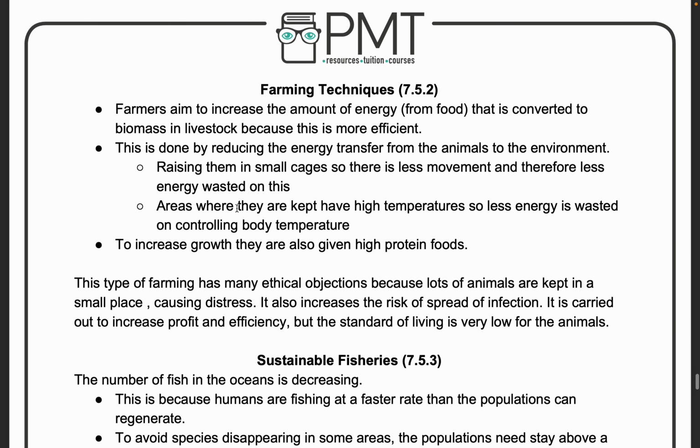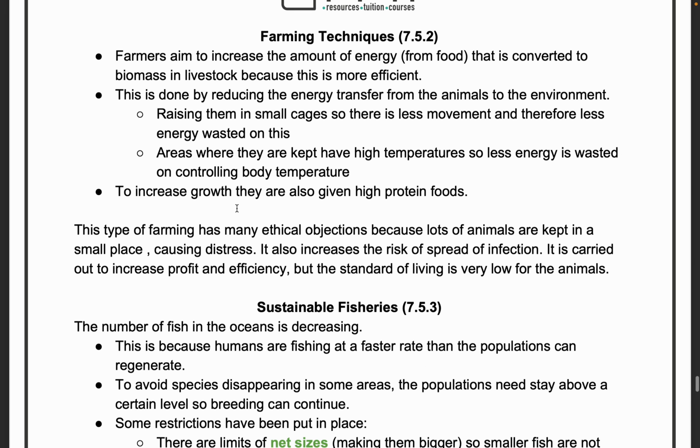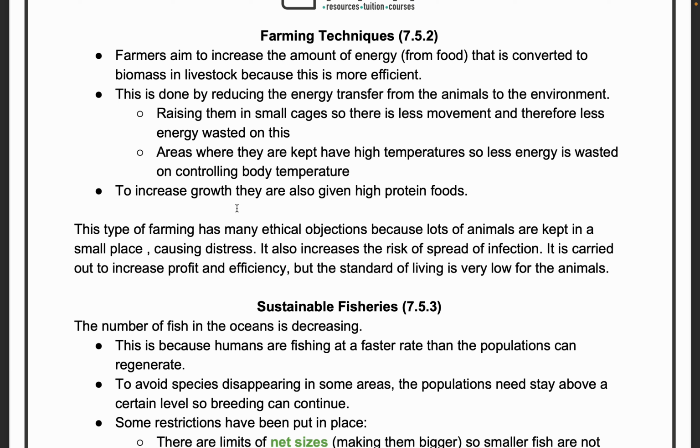So farming techniques: farmers aim to increase the amount of energy in the food which is converted to biomass in livestock because it's more efficient. So they are raising a good amount of animals, a good amount of plants, etc. Raising them in small cages means less movement, therefore less energy wasted. You can see the caged chicken, even though it's very bad for health. That's why now we are having free range chicken, reared in free range areas.